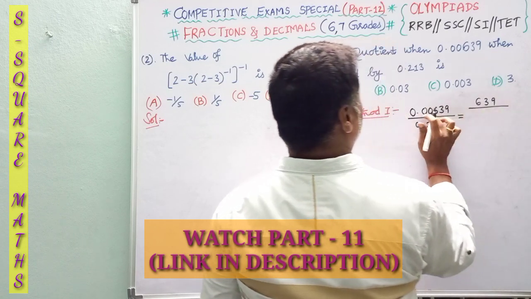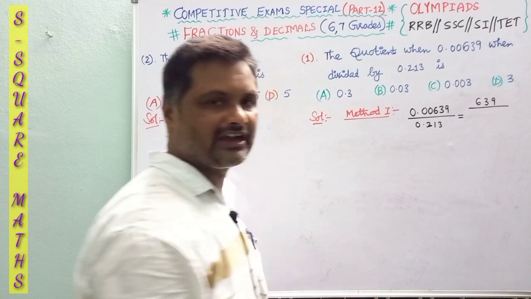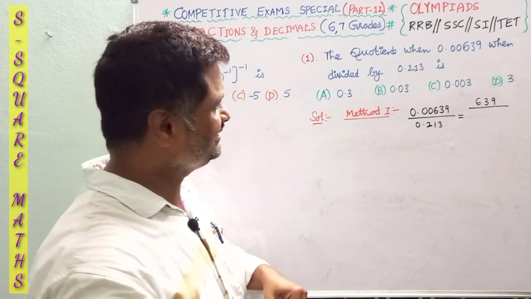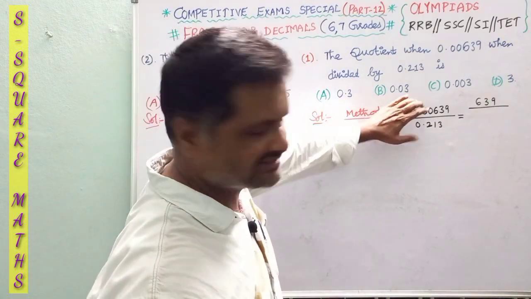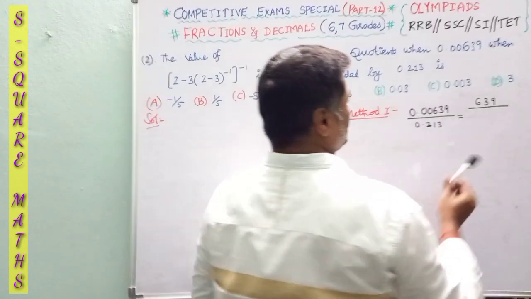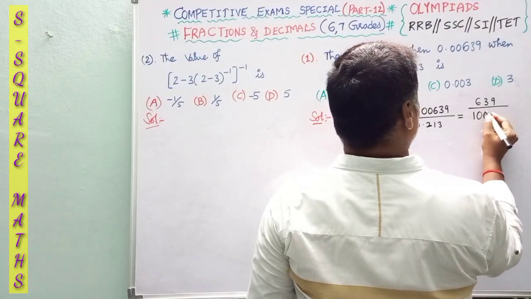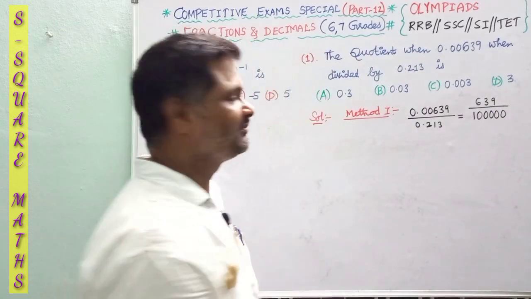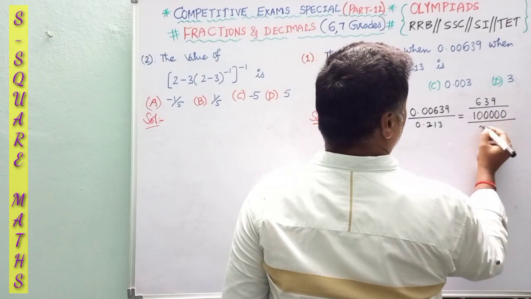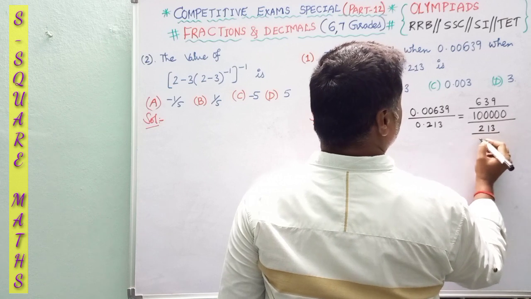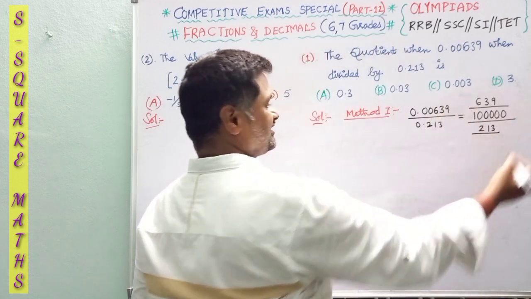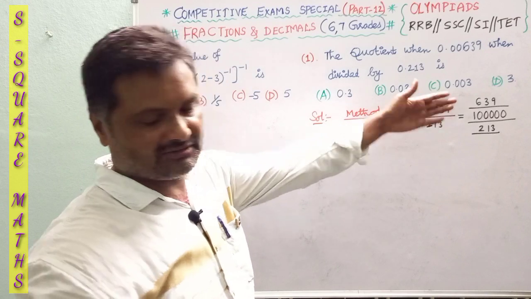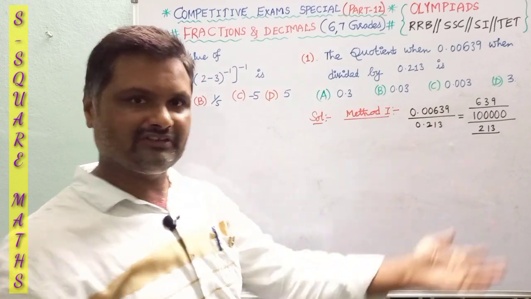So this can be written as 639 by 1, 2, 3, 4, 5. You have to place it as 5 digits after the decimal, so divide with 1 lakh. Here it is 213 by, after the point on the right side you have 3 digits, so divide with 1000.